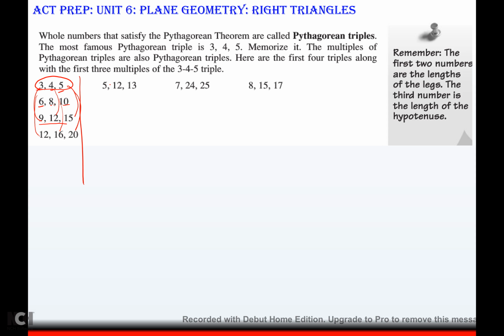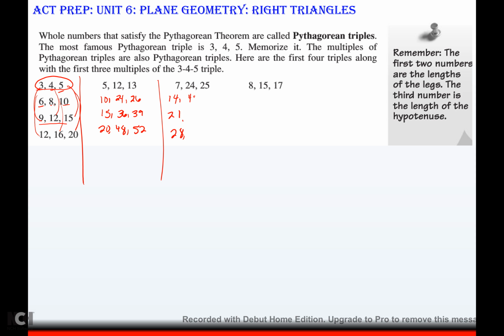Okay, the next set of triples. Well, to get the next ones, 5 times 2 would be 10, times 3 would be 15, times 4 would be 20. 12 times 2 would be 24, times 3 would be 36, times 4 would be 48. 13 times 2 would be 26, times 3 would be 39, times 4 would be 52. And you can do that for the 7, 24, 25. 7 times 2 would be 14, times 3 is 21, times 4 is 28.